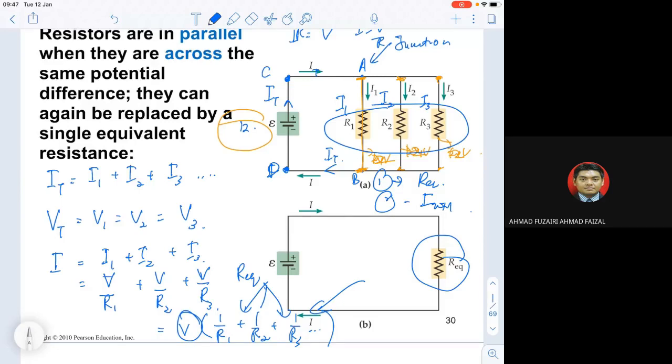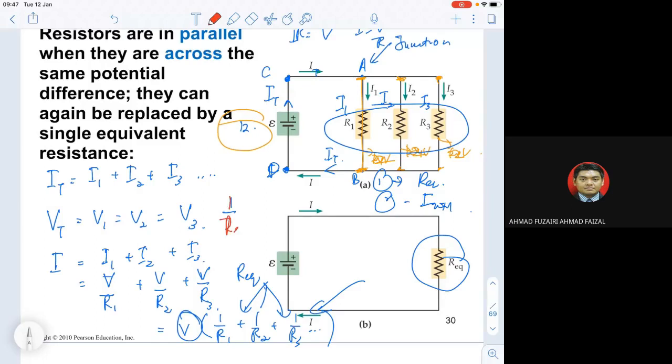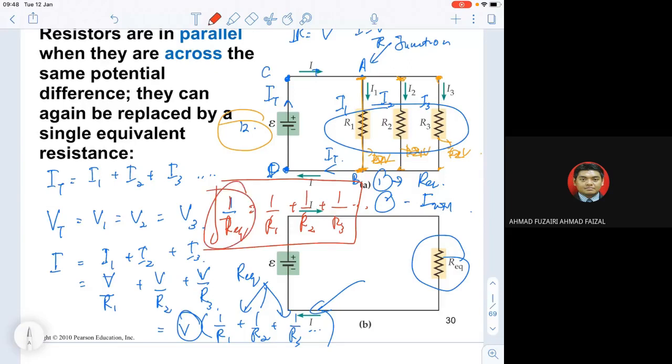Remember to take the reciprocal back in order to get R equivalent, because 1 over R equivalent is 1 over R1 plus 1 over R2 plus 1 over R3 and so on. So this is equivalent to 1 over R equivalent. Remember to take the reciprocal back because we want to find R equivalent.